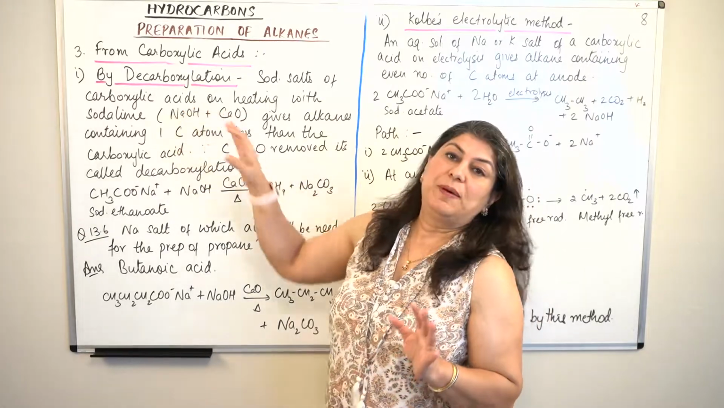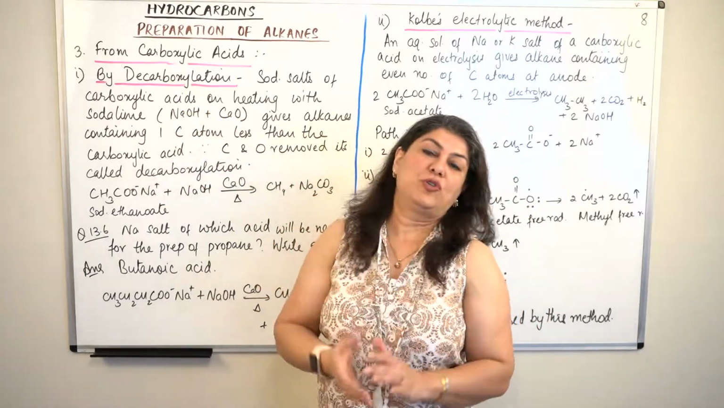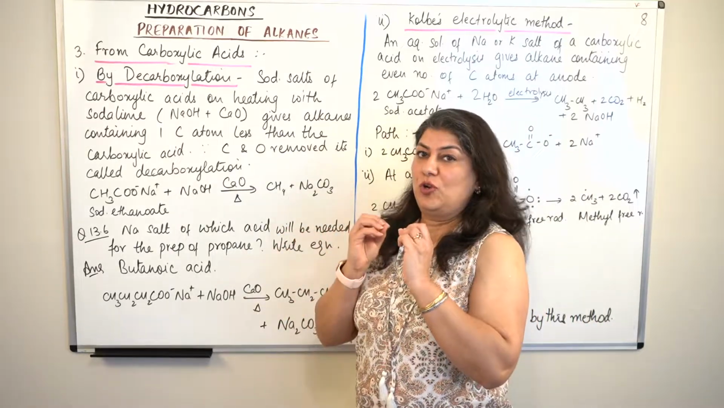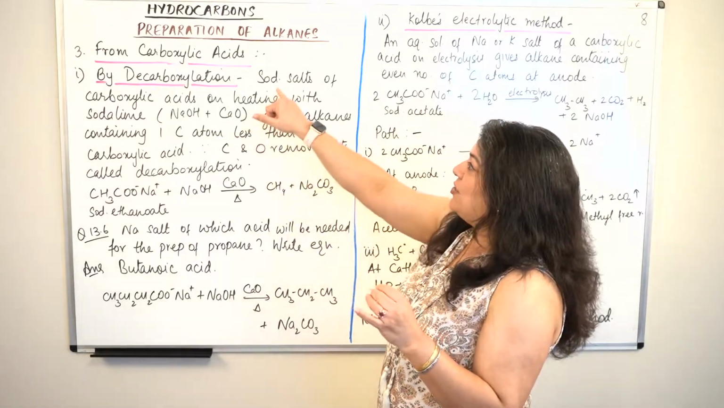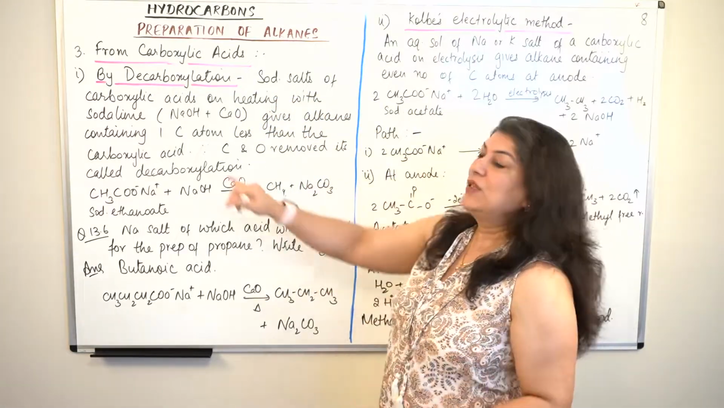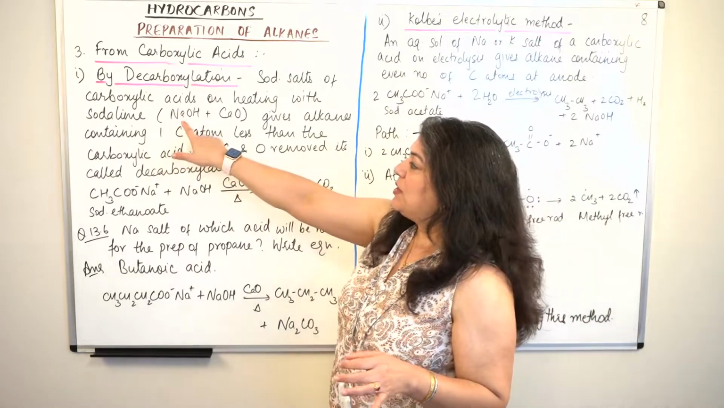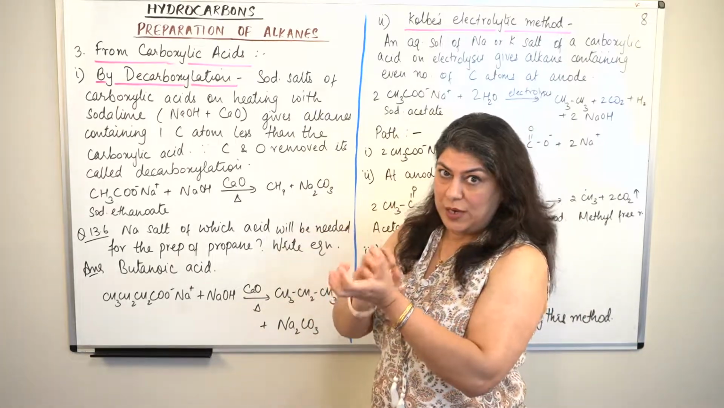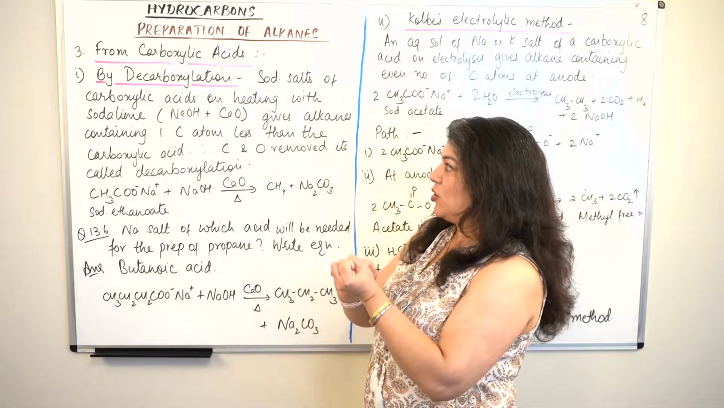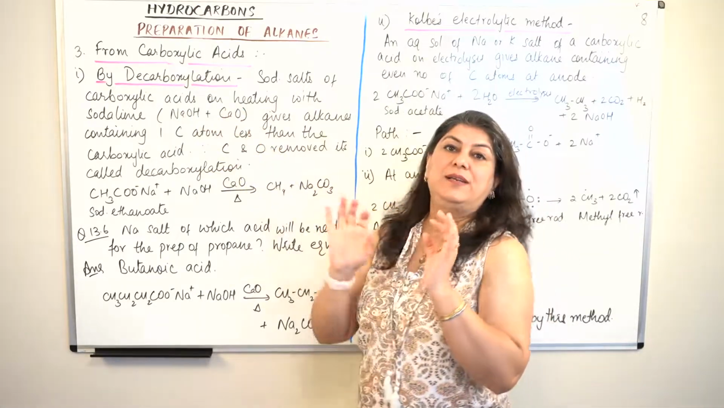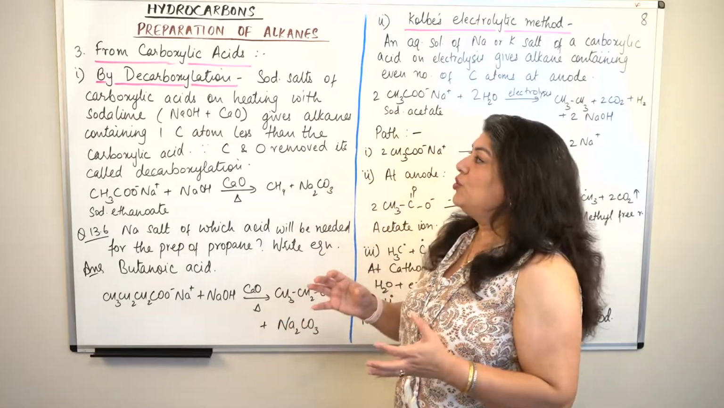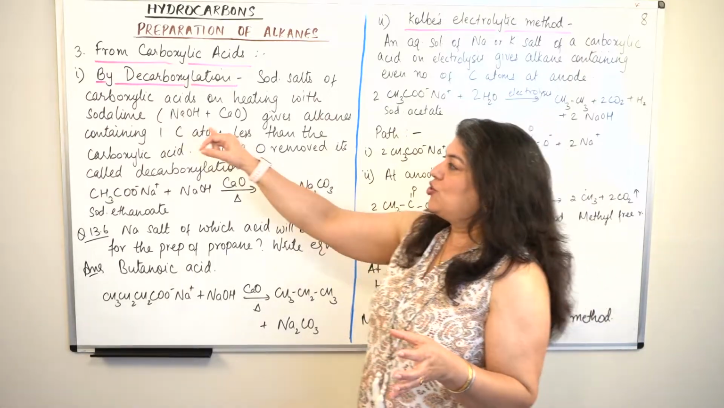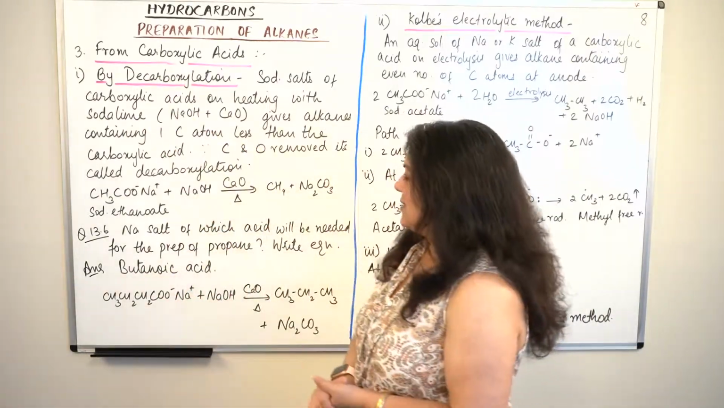So the first way is by the decarboxylation of the sodium salt of the carboxylic acid. So let us see what happens here. You take the sodium salt of carboxylic acid, and the sodium salts of carboxylic acids are heated with soda lime. What is soda lime? Soda lime is a mixture of sodium hydroxide and calcium oxide. So you heat it up with a mixture of soda lime, that is sodium hydroxide and calcium oxide. Out of these, the calcium oxide does not participate in the reaction. So you could say if you're adding soda lime, the lime part acts as a catalyst and it's the soda part, that is the sodium hydroxide, which reacts.